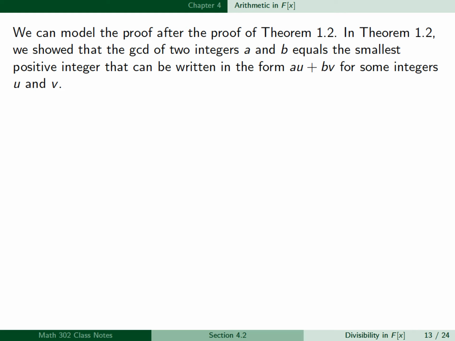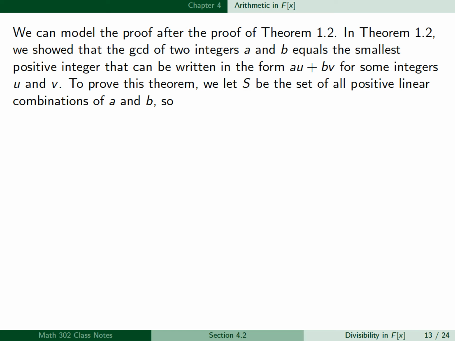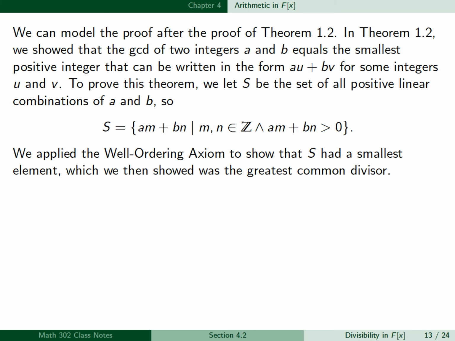In Theorem 1.2, we showed that the GCD of two integers a and b equals the smallest positive integer that can be written in the form au plus bv for some integers u and v. To prove this theorem, we let S be the set of all positive linear combinations of a and b. So S was the set of elements am plus bn, where m and n are integers, and am plus bn was strictly positive. We applied the well-ordering axiom to show that S had a smallest element, which we then showed was the greatest common divisor.